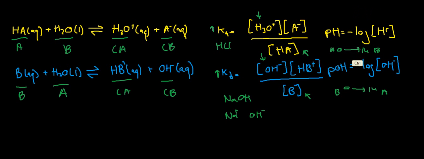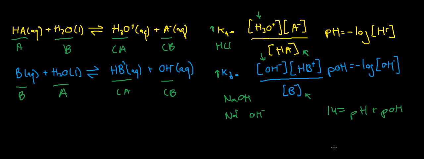Another useful thing about the pH scale is that it allows easy conversions between Ka and Kb values. If I have a Kb value and I want to know its pH or its Ka value, I can use 14 is equal to pH plus pOH to very quickly convert between Kbs and Kas.